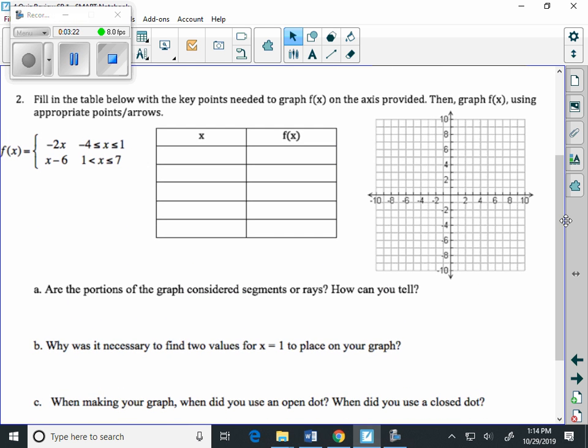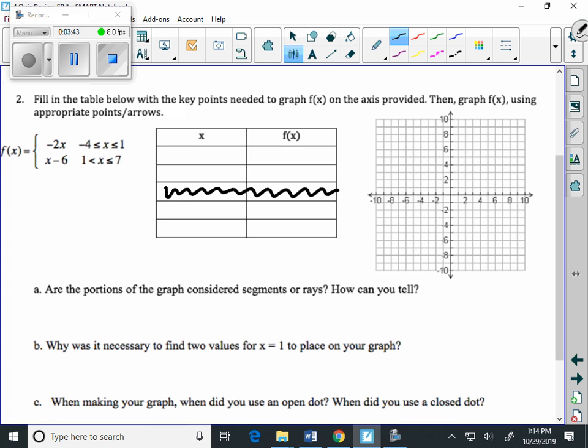Fill in the table below with the key points needed to graph f of x on the axis provided, and graph f of x using the appropriate points and arrows. In this particular problem, just a reminder that we might need all of the boxes over here, or we might not need all of the boxes. In this case, I'm going to go with we don't need all of the boxes.